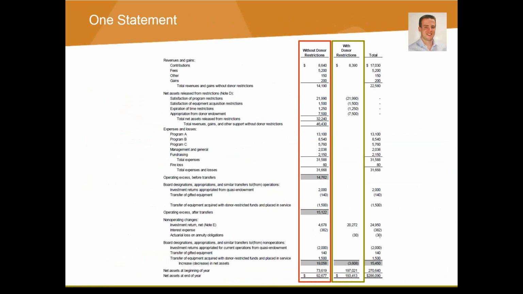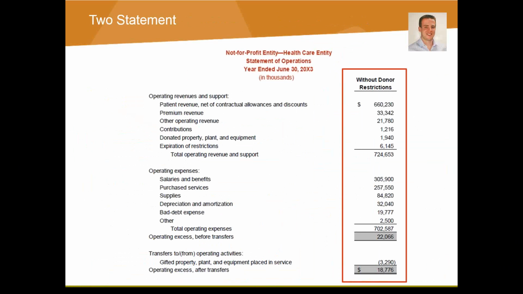So the benefit of a one-statement approach is that all the information is in one place. We can see everything. You have your revenues, your releases, your expenses, your operating measure, and then all your transfers, your non-ops, all that stuff, both without donor restrictions and with donor restrictions. So it's all in one place, but again, it looks like more, and it's a little bit messy. The other approach is your two-statement approach, which is on the next slide.